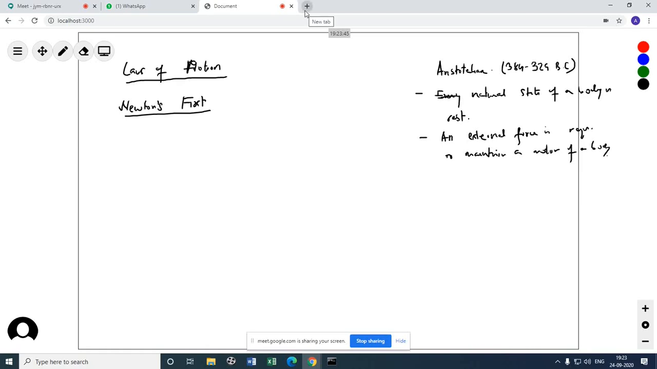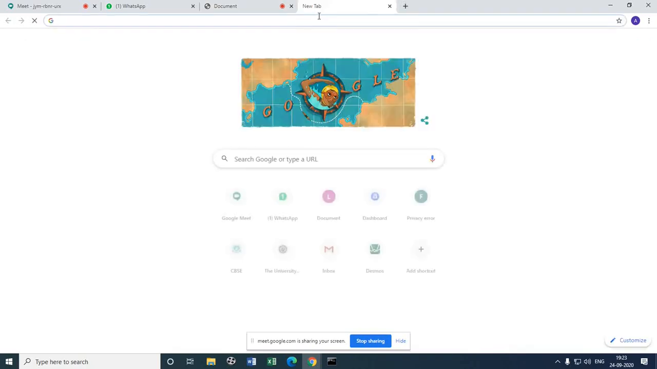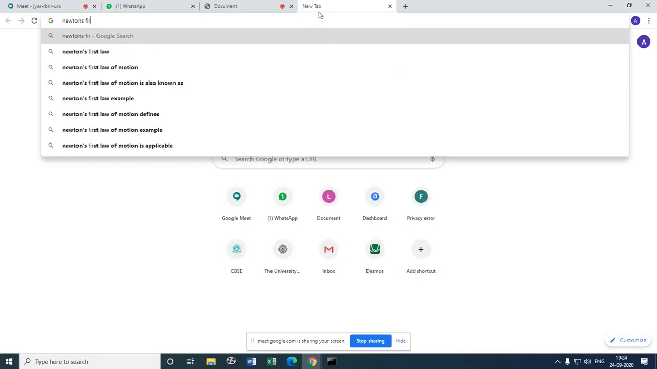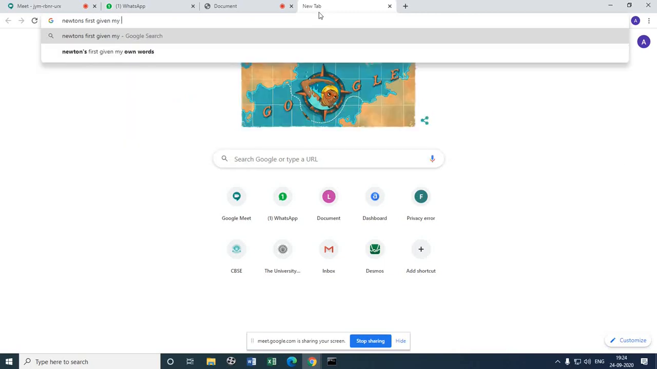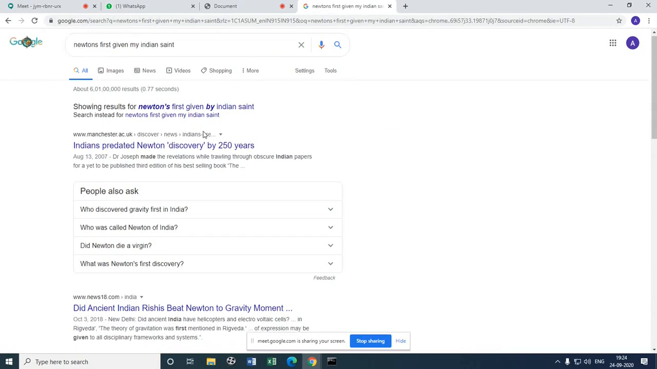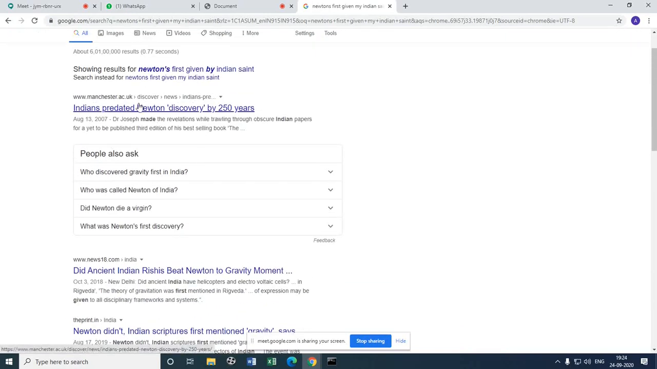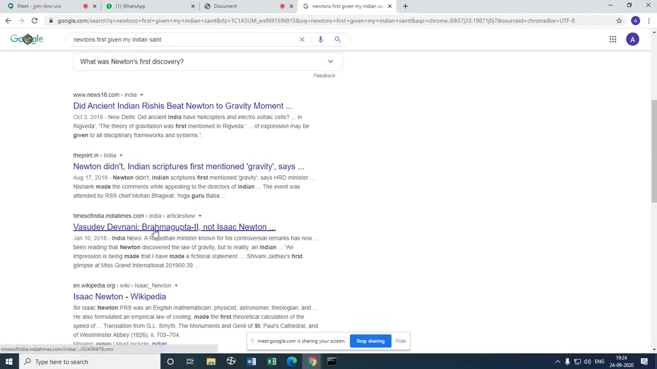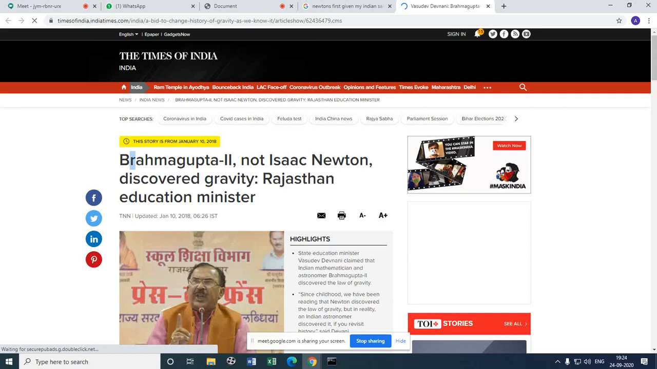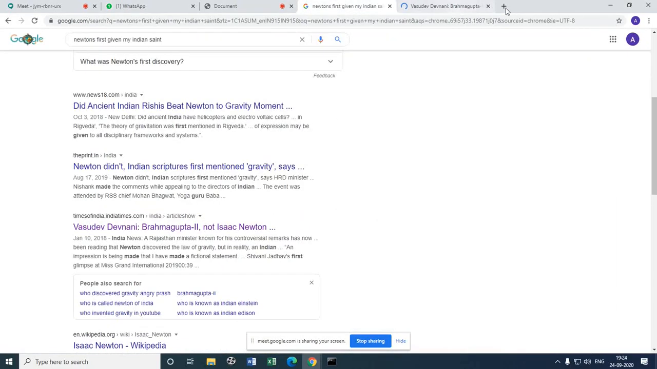Now, even before Aristotle, even before Galileo, even before Newton, it was in India. I'll show you. You should know it and you should write it. Just a minute, I'll show you. His name is here. Yes, here it is. Read this article. What is the name? Brahmagupta. He found out gravity a long time back. This was gravity; I'll come to that later.